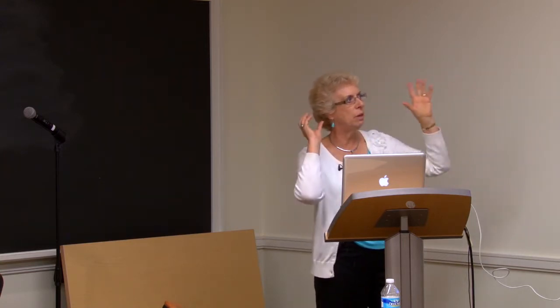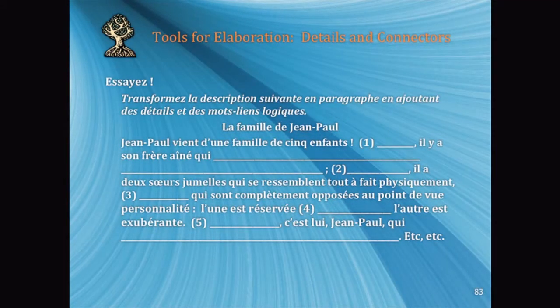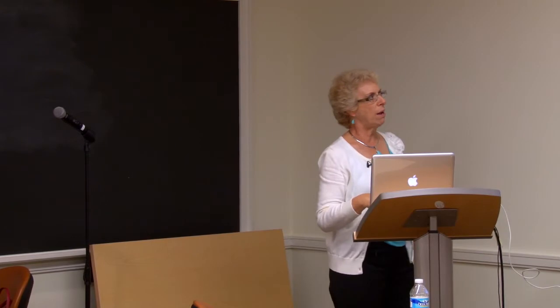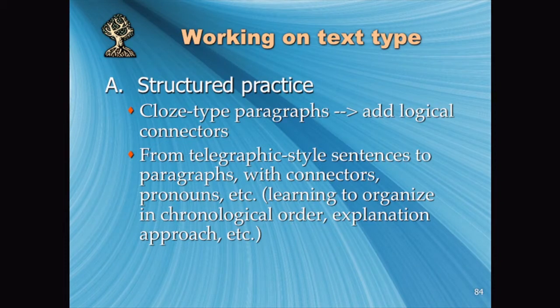Okay. Then give them lots of activities where they have to fill in the blank with logical connectors and add any detail they want. And make sure it's on the test too, because if it's an important thing, it's going to be on the test. You have on your last page, page 8, in the first box, an example of cloze type paragraphs, where you paraphrase a text they've been reading and they have to add logical connectors. Or you have in box number 2, from telegraphic style sentences to paragraphs. Have them work on that.